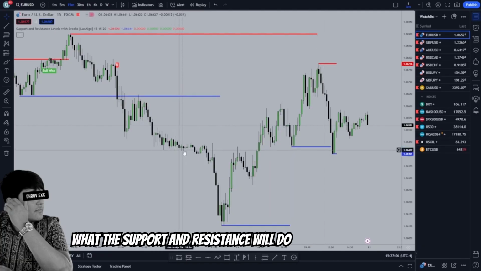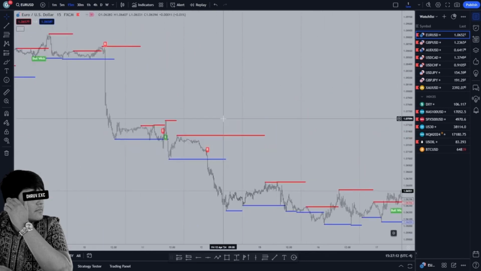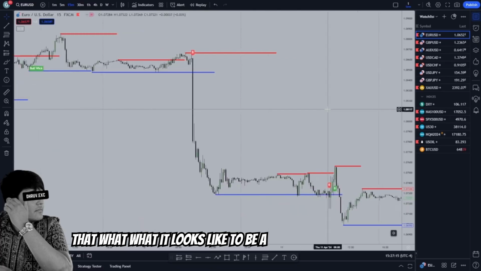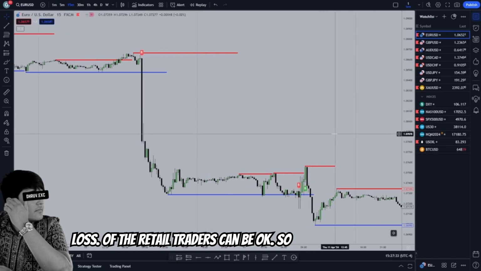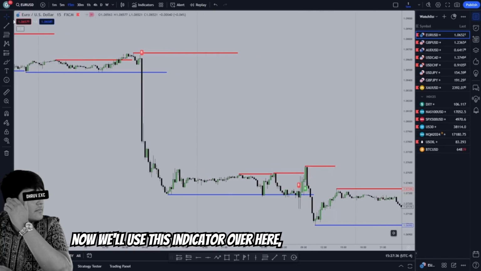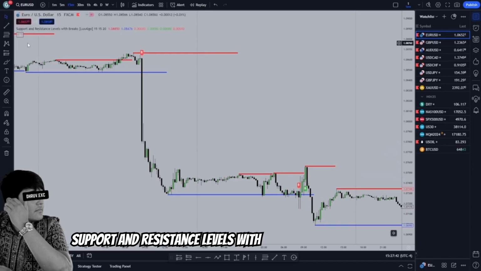What this support and resistance indicator will do for you is help you find out what it looks like to be a support and resistance trader. This indicator will mark support and resistance for you, and because of this, you can also find out where the stop loss of the retail traders can be. Okay, so now we'll use this indicator over here, support and resistance levels with breaks. We are going to use this indicator to find out liquidity in the market.